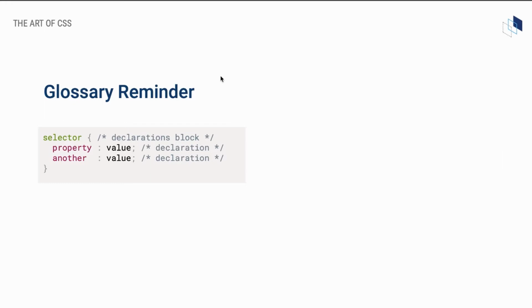So before we deep dive into this, a little bit of a glossary reminder so that everyone knows what I'm talking about. On the screen, you should see a CSS declaration block. In green, you have the selector, and inside the selector block, you have multiple property declarations. And they're all in the form of a property and value pair.